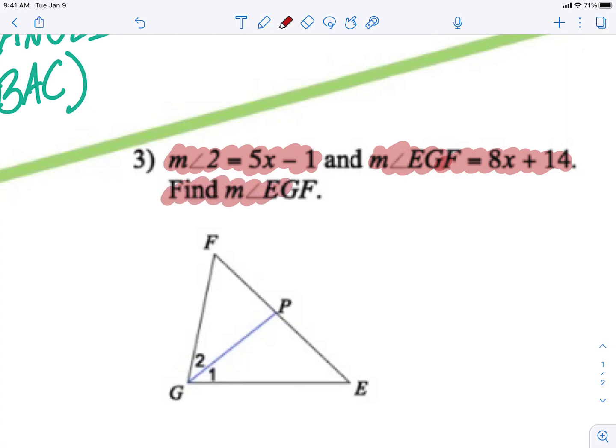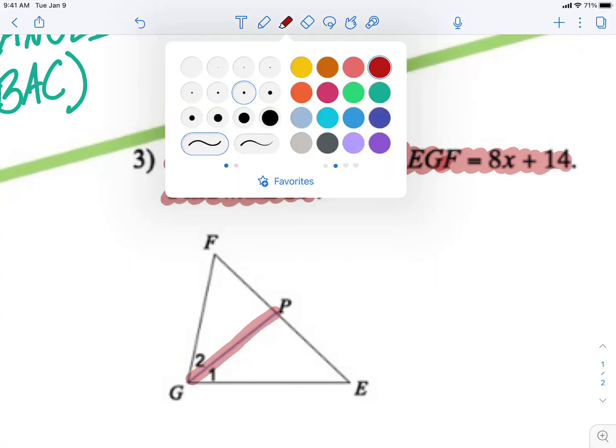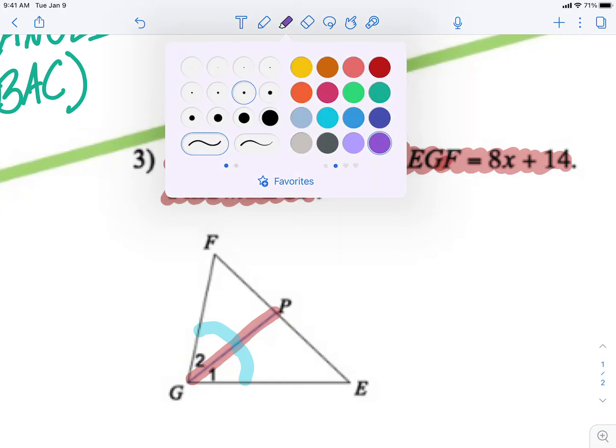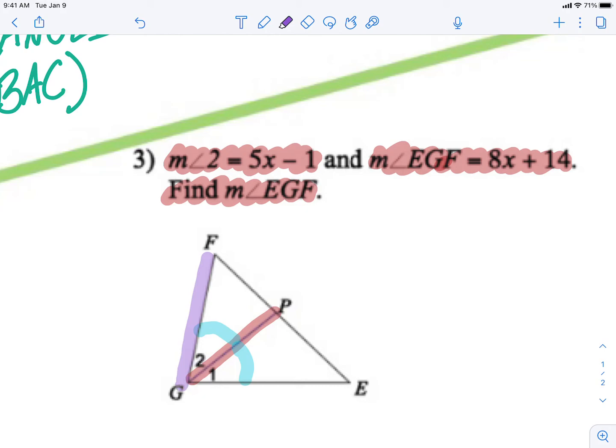Find angle EGF. Here is the angle bisector, right? That means angle 2 is equal to angle 1, because the big angle was cut in half. Let me draw in the big angle too. The big angle was FGE, or in this case, they say EGF. Same thing, right?